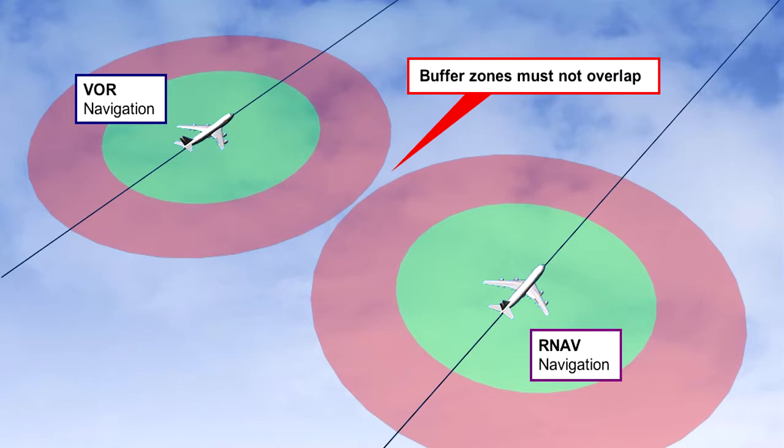Should aircraft be using different navigational aids to derive separation, then the buffer zones must not overlap.